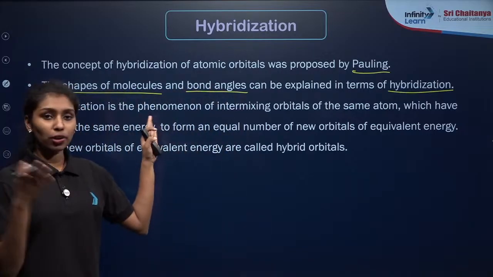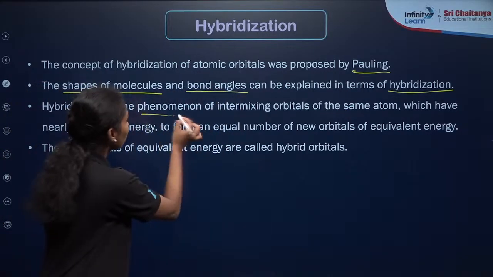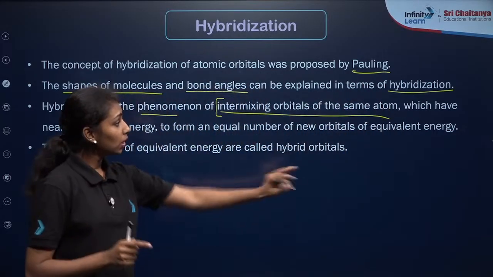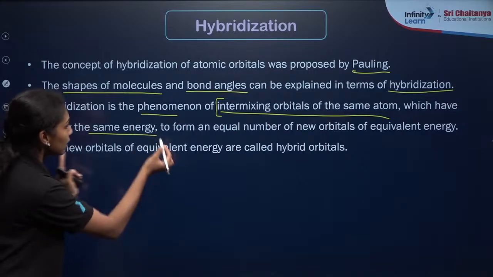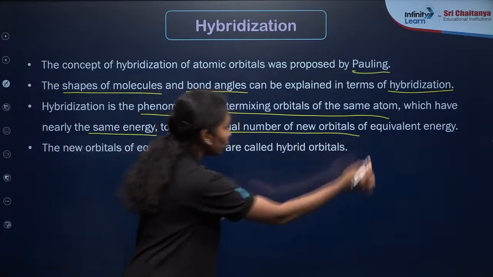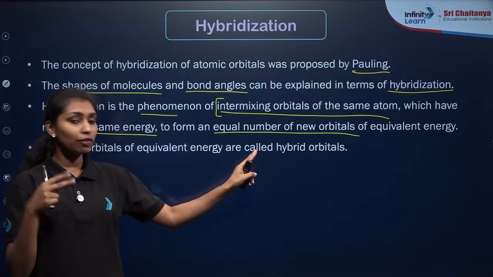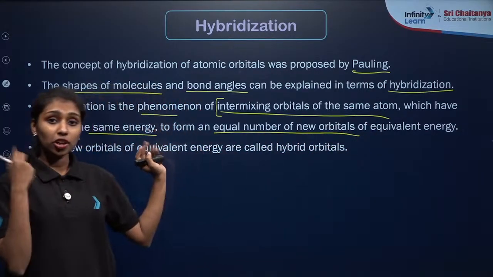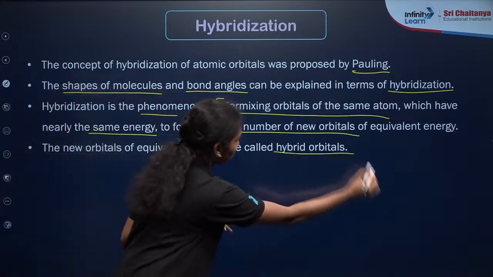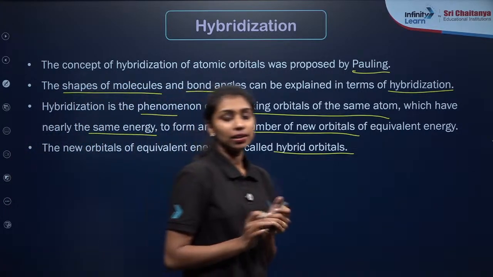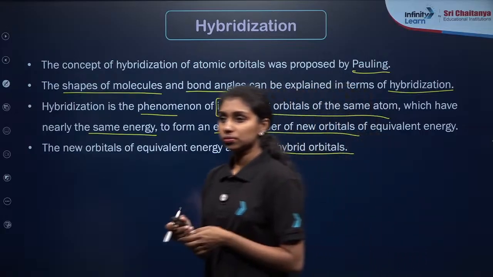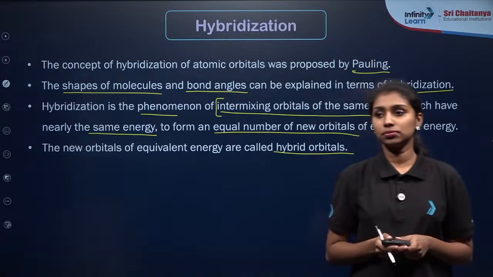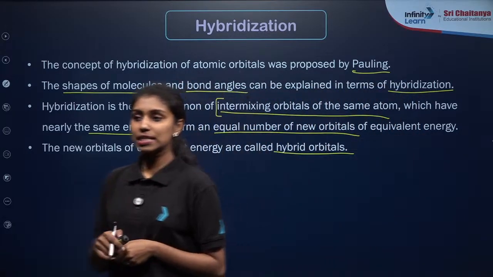So here, I have already mentioned the case of hybridization. It is a phenomenon of intermixing of orbitals of the same atom, right? Orbitals of the same atom which have nearly the same energy, to form an equal number of orbitals. For example, if you are mixing 2 atomic orbitals, they will form 2 hybrid orbitals, right? Same number of new orbitals of equivalent energy. Those orbitals are known as hybrid orbitals, and the process is known as hybridization. Is that clear? What do you mean by hybridization? Please respond.